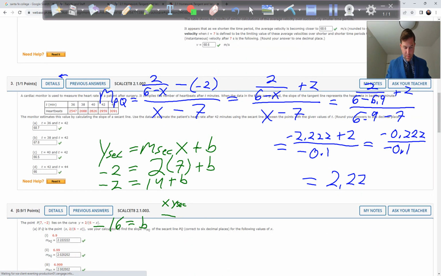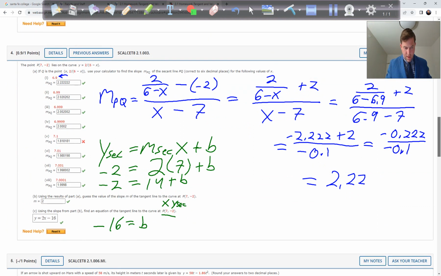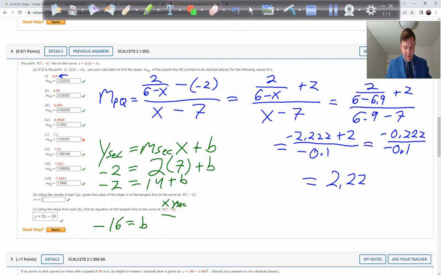Okay, and we have all those correct. So it's not meant to be difficult math, it's just repetitive. So you're going to do this slope formula 8 times.